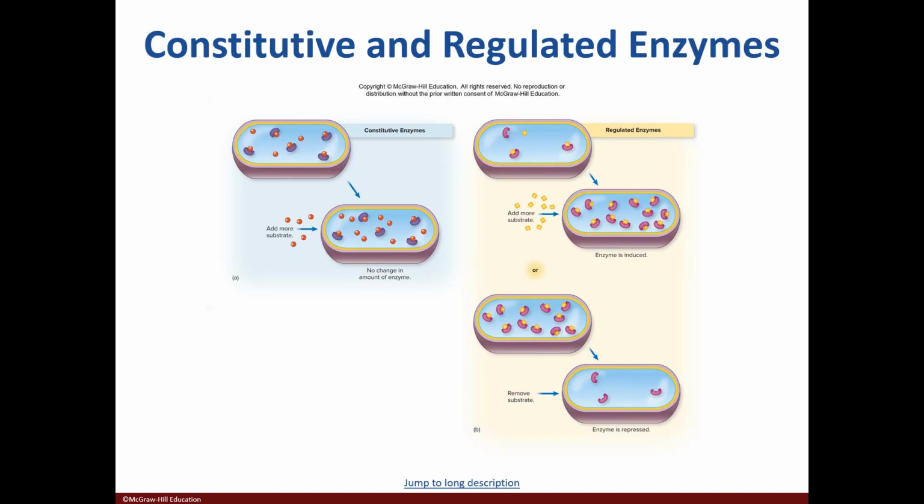Let's look at two different types of enzymes. Constitutive enzymes are those that are always present and in constant numbers, no matter how much substrate is available. Enzymes that take part in cellular respiration would be considered constitutive enzymes. You can see that even with the addition of substrates, the numbers stay the same.